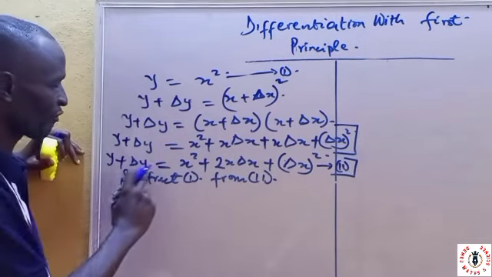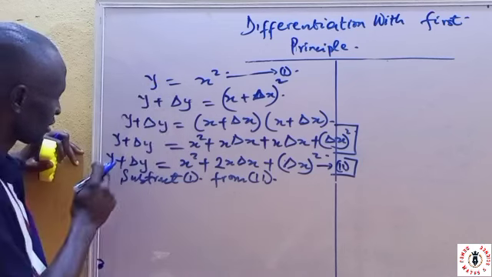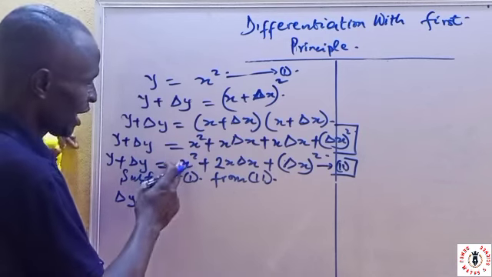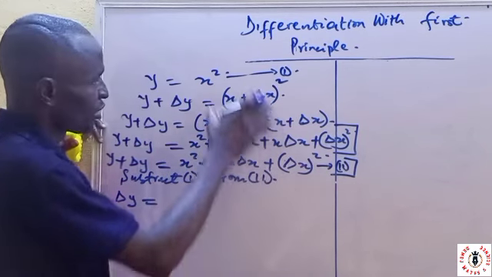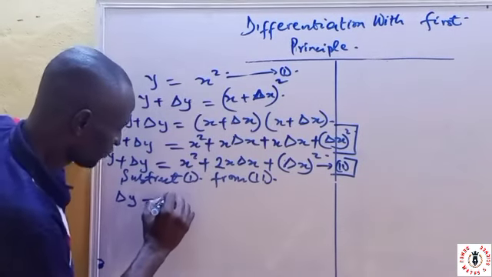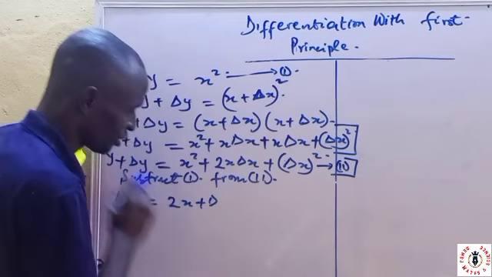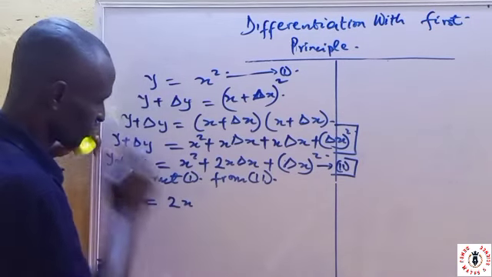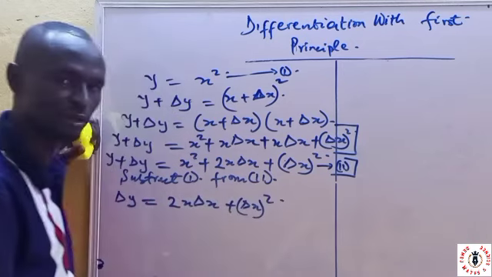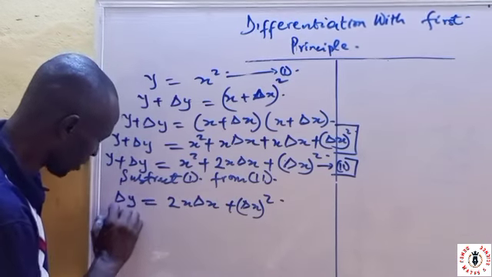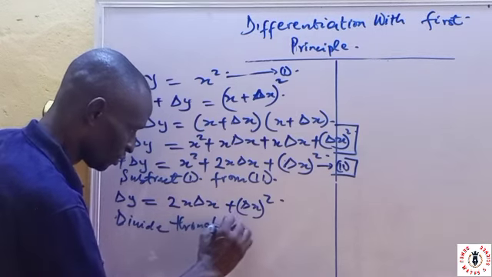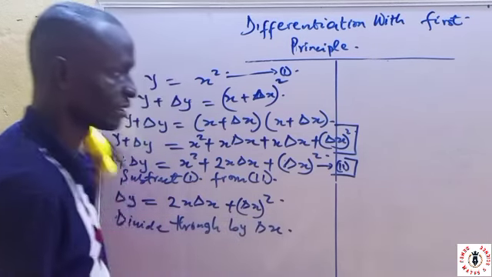If I'm subtracting equation 1 from equation 2, it becomes this: y will subtract with y. I will be left with a change in what? Change in y equals x squared plus 2x change in x plus change in x all squared, minus what you have here. x squared will definitely cancel with x squared. I'll be left with 2x change in x plus my change in x all squared. So that at this point I'll be dividing both sides. You divide through by your change in x.